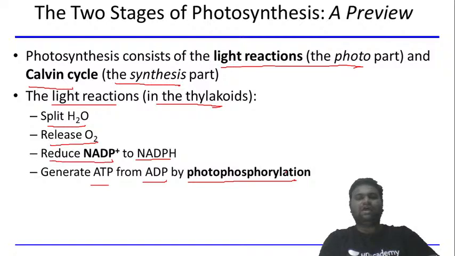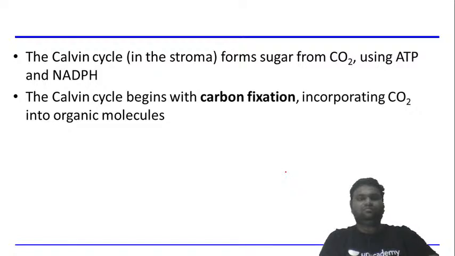So phosphorylation is an important process, and photosynthesis consists of two stages. One is the light reaction, the other one is the Calvin cycle, in which the synthesis takes place. The Calvin cycle takes place in the stroma.